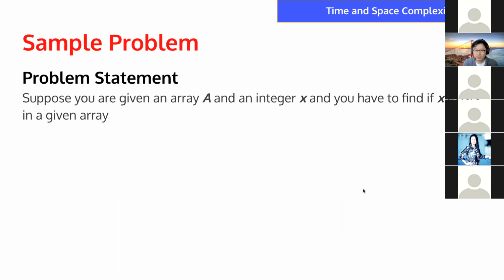So yeah, now that we have gone over the definition, let's go over some sample problems. Suppose you're given an array A and an integer X, and you had to find if X exists in the given array. This is a pretty simple problem. So imagine you have an array A with maybe 10 integers or something, and I would like to ask you, hey, can you find if this integer X exists in this array? Can anyone take a shot at how you would go about doing this?